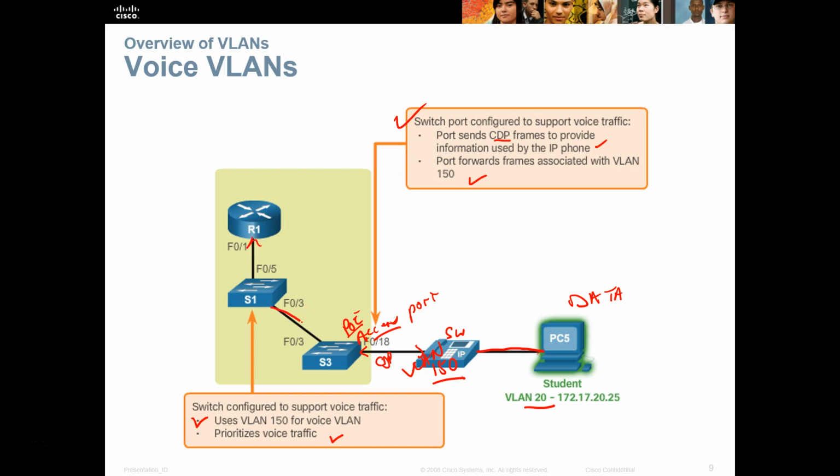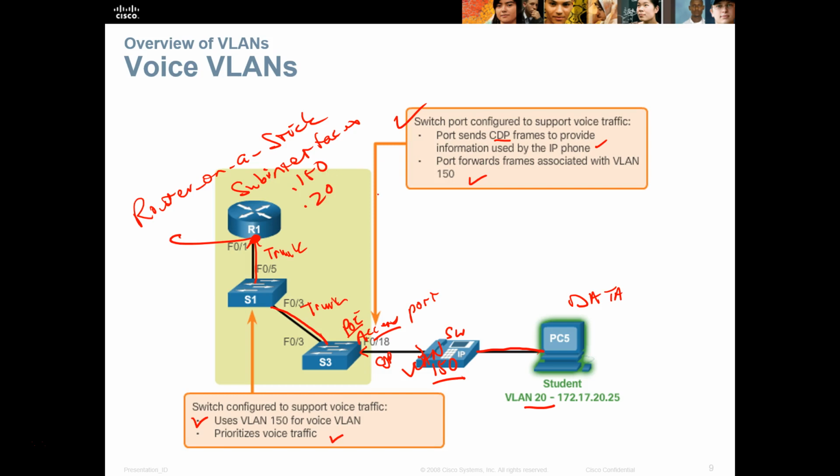Now this link between the two switches, this is a trunk, and this would also be a trunk. And since you only have one port on the router in use, this is called a router on a stick. And it uses what's called sub-interfaces. You would have a sub-interface for the 150 VLAN and another sub-interface for the 20 VLAN, each with a different IP, and allowed this one router with one port to route between these two VLANs.